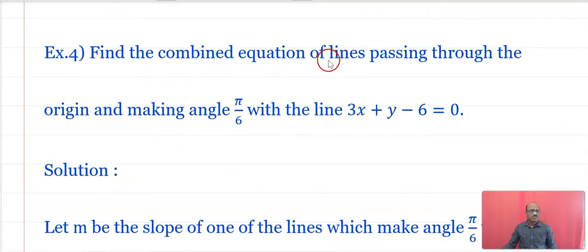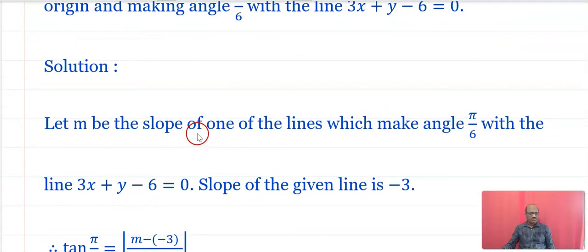Find the combined equation of the lines passing through the origin and making angle pi by 6 with the line 3x plus y minus 6 is equal to 0. Now let m be the slope of one of the lines which makes an angle of pi by 6. We can express this line 3x plus y minus 6 is equal to 0 in the form y is equal to mx plus c. It means that here is y equal to minus 3x plus 6. Therefore the slope of the line.